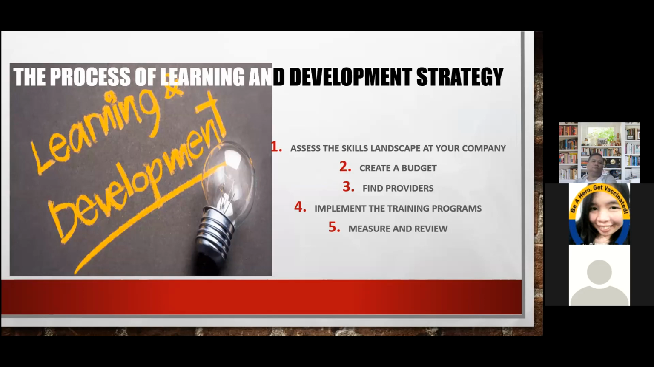Under the number one process, assess the skills landscape at your company. To design a learning and development strategy, you'll first need to identify and evaluate the skills and competencies the employees need most. Are there current areas in which employees can perform better? Are there skill gaps between teams or departments? Are there new skills for future roles that the company wants to fill? These are good questions to consider when designing a new learning and development strategy.